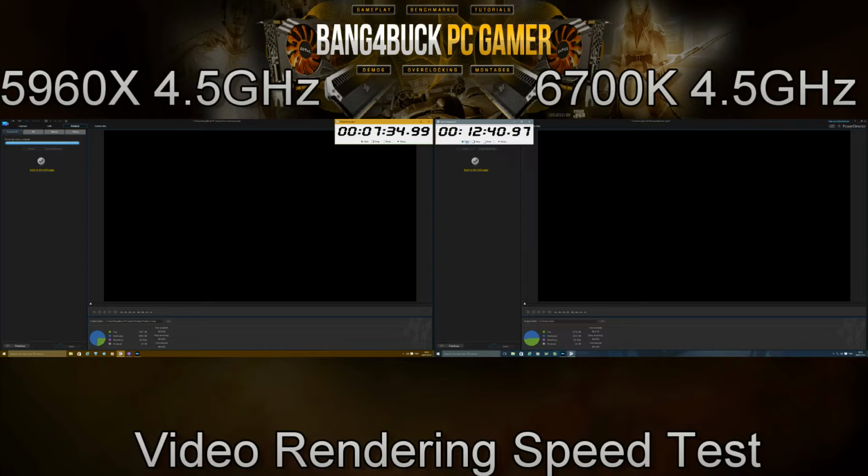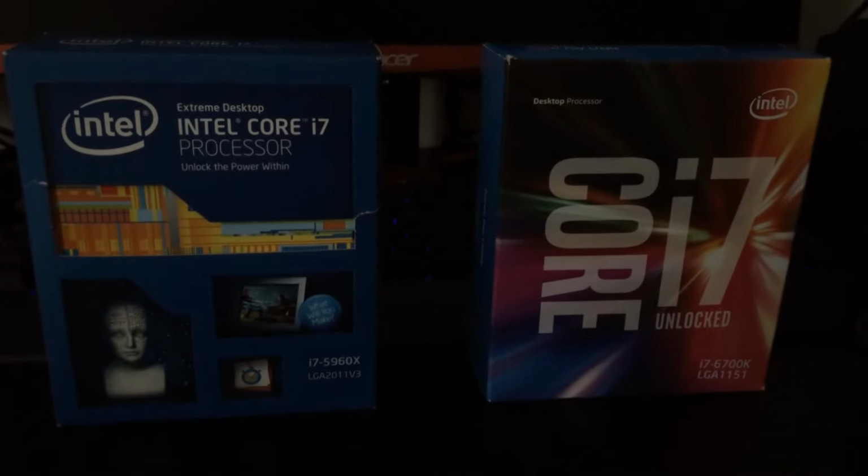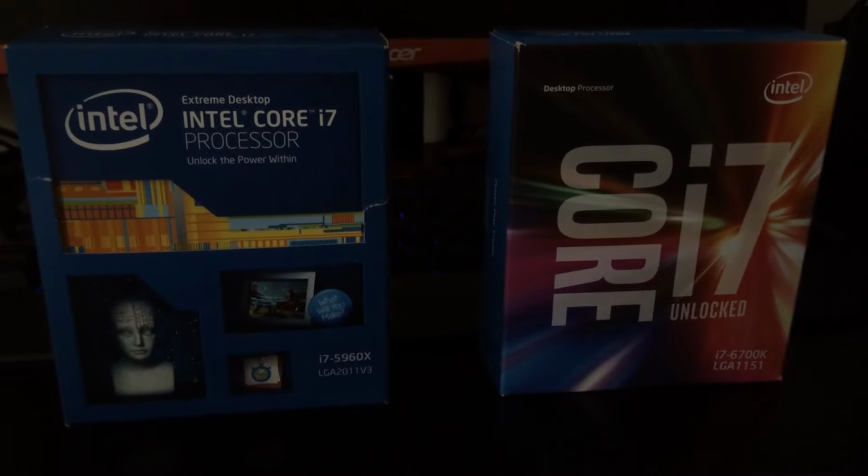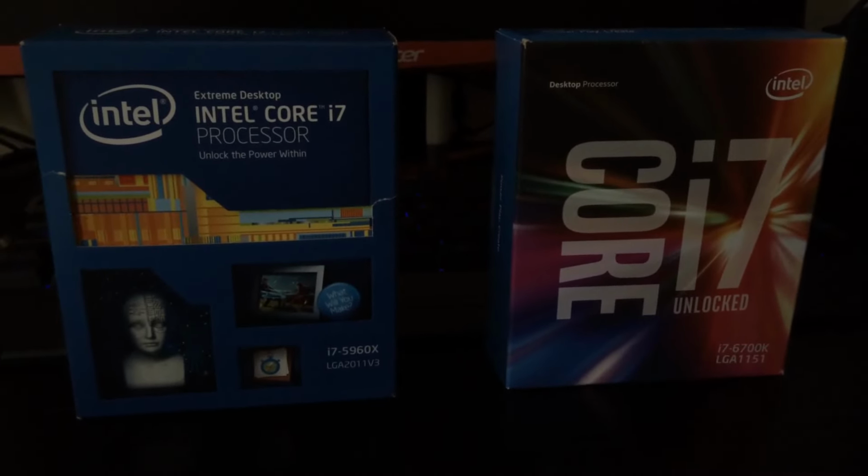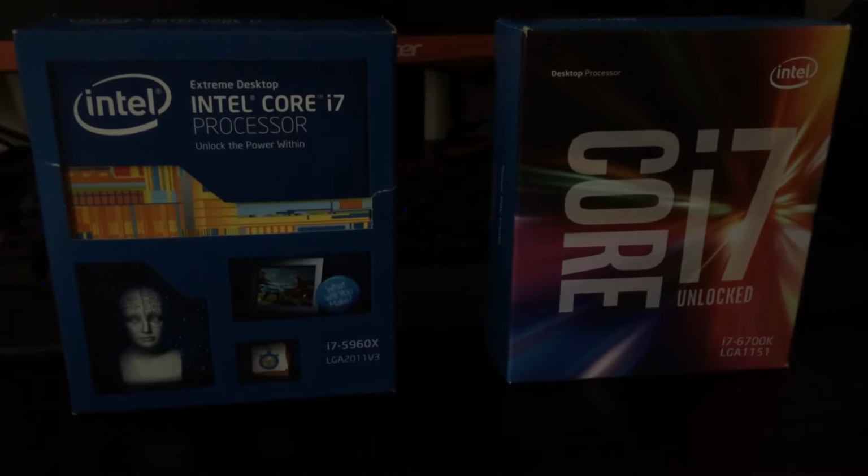So that's just an 8-minute video. Just imagine if you were someone that rendered projects that were 30 minutes long. If you do the math, you would save yourself just under 20 minutes in rendering time. So for people who spend a lot of time doing big projects, the Intel i7 5960X or similar processor is definitely worth the money and the investment.